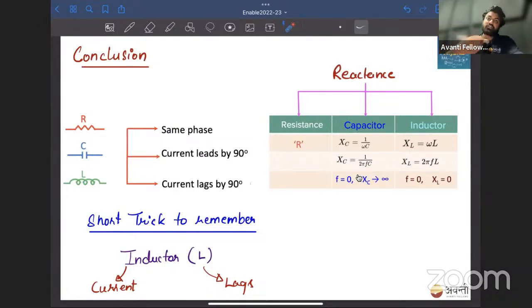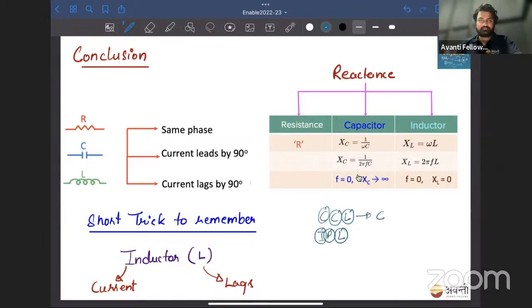Correct? There are some more tricks that you can find in many videos. They say CCL, so capacitor current lagging, and IPL, inductor potential lagging. Means in a capacitor the current is lagging. Sorry, in a capacitor the current is leading, not lagging. And this is a bit confusing. That's why I have developed this trick.